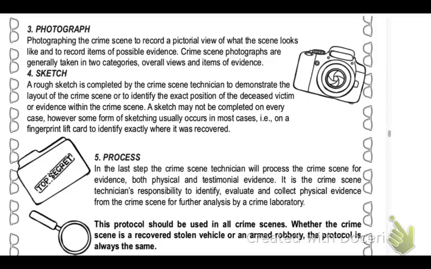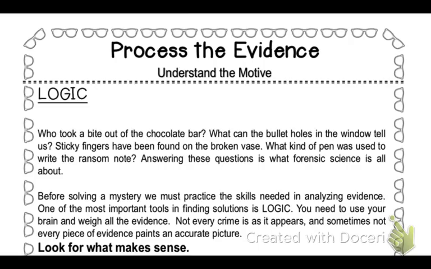Fifth, process. The last step is the crime scene technician will process the crime scene for evidence, both physical, like actual items that you can take, or testimonial evidence. And this is like what people say about what happened. It is the crime scene technician's responsibility to identify, evaluate, and collect physical evidence from the crime scene for further analysis by the crime laboratory. This protocol should be used in all crime scenes, whether the crime scene is a recovered stolen vehicle or an armed robbery.